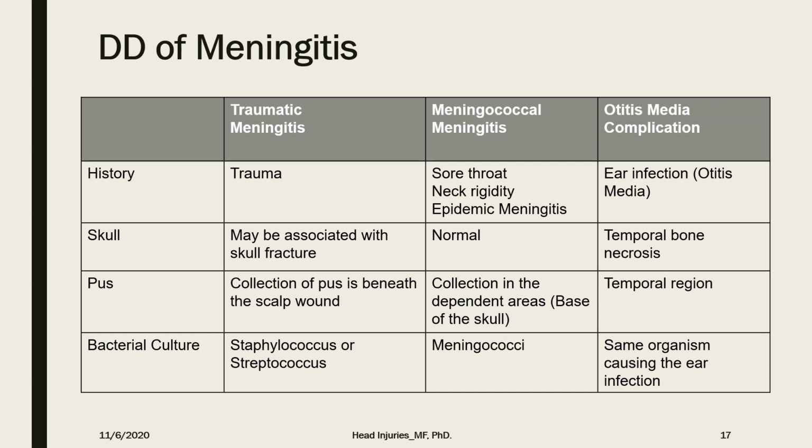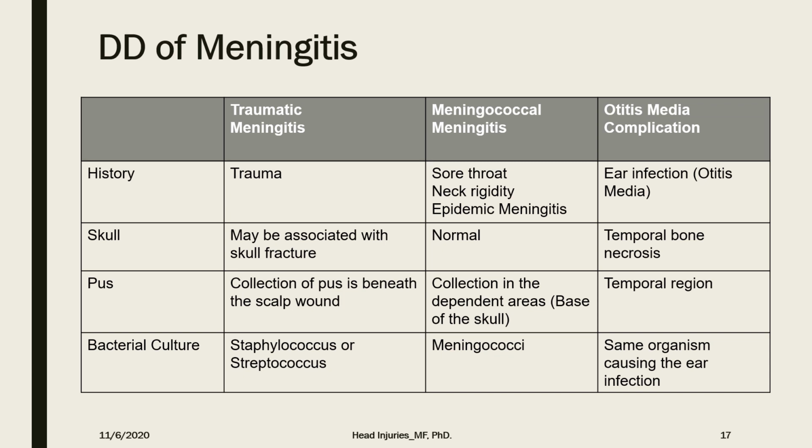On the other hand, in meningococcal meningitis, there will be a history of sore throat and epidemic meningitis in the community. There will be symptoms of neck rigidity. The patient will complain of neck rigidity. The skull will show no injuries. You will not find any evidence of trauma. And if there is pus collection, it will usually be in the dependent part of the skull, which is the base of the skull, by the effect of gravity. Bacterial culture will reveal meningococci as the causative organism.